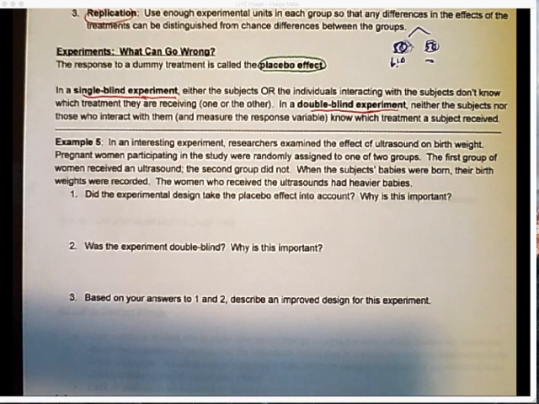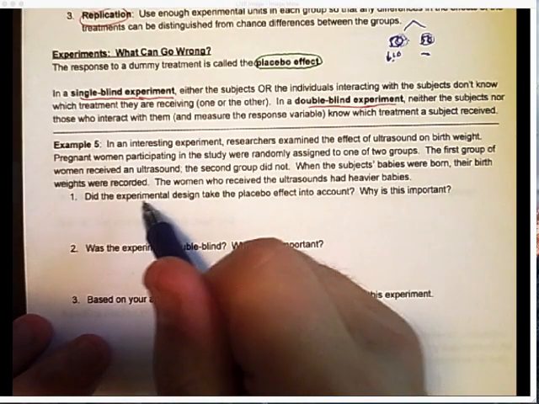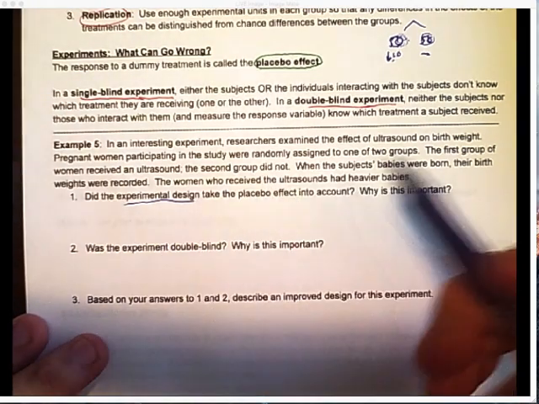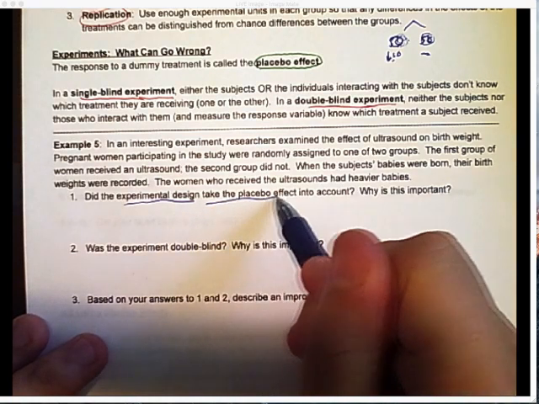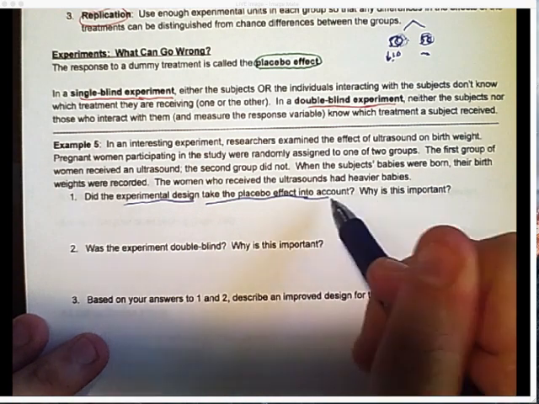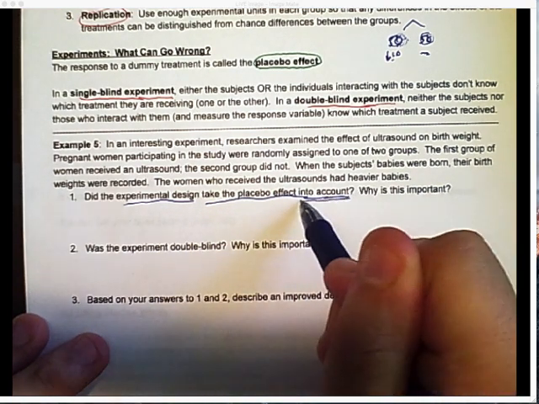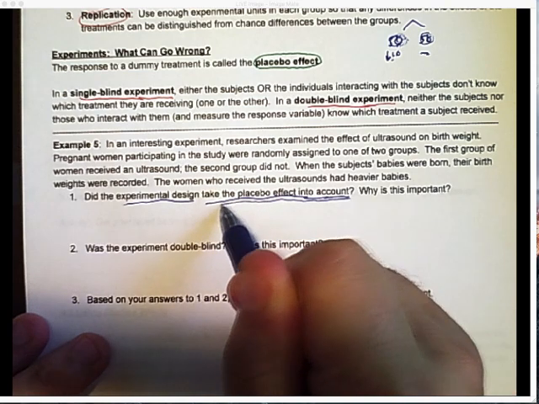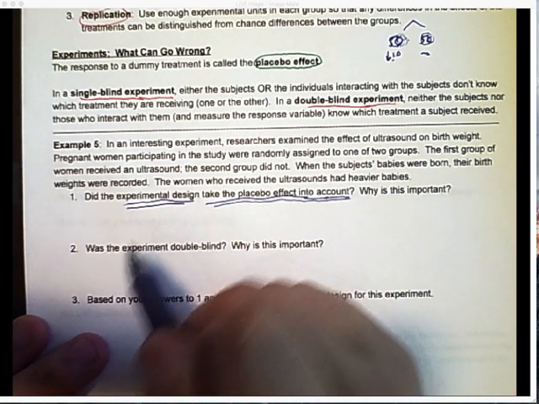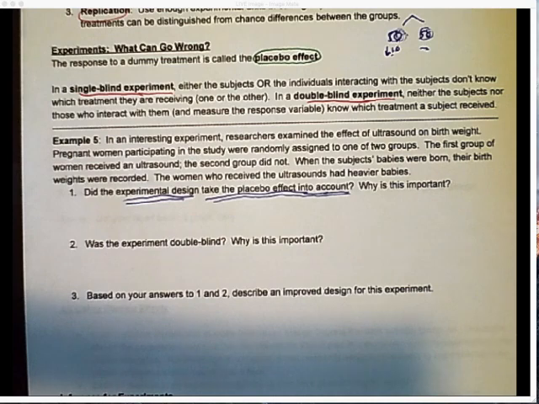All right. Did the experimental design, in this case, take the placebo effect into account? The next question was, was the experiment double blind? Why is this important? And based on your answers to 1 and 2, describe an improved design for this experiment.